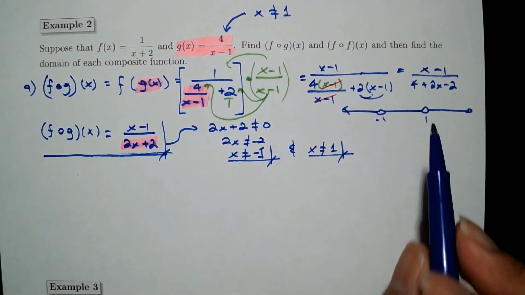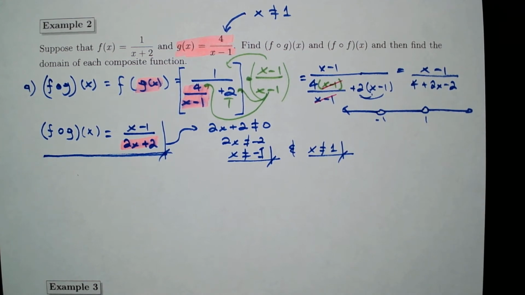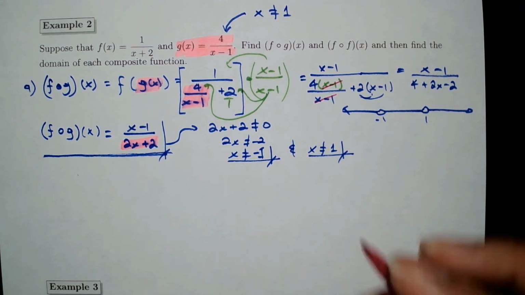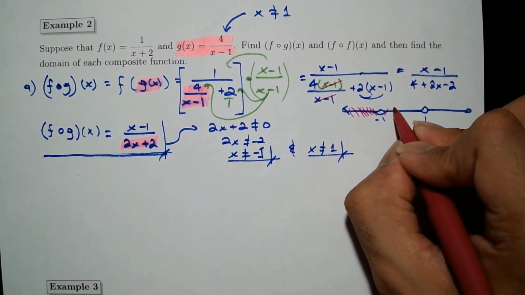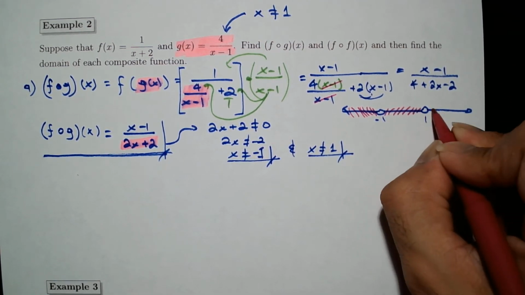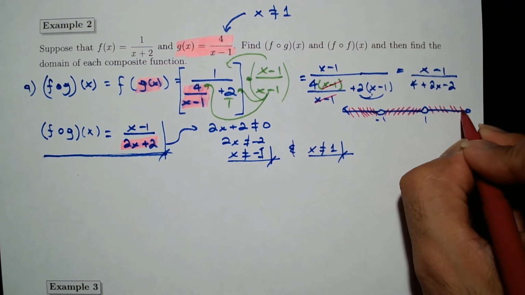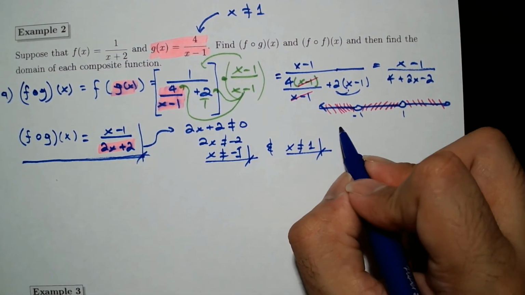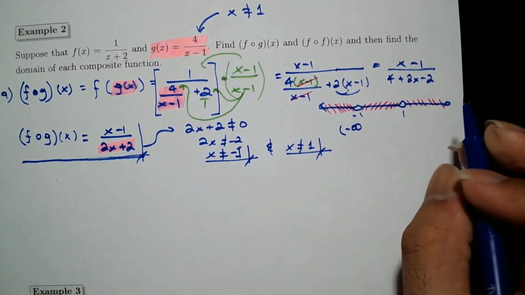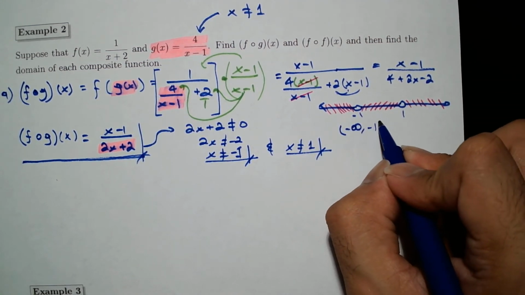All numbers except these two are okay from the domain. Okay, so it's important to use interval notation. It's important to know both notations.